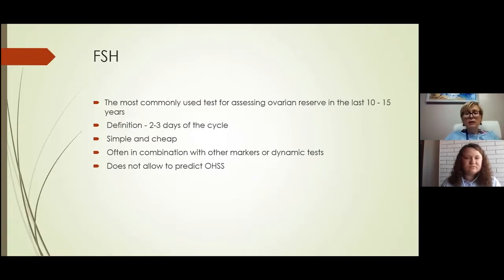Another marker is FSH, follicle stimulating hormone. This is the most commonly used test for assessment of ovarian reserve. Normally, it should be done at the beginning of the menstrual cycle, on the second or third day. It is very easy and cheap to perform this test, and sometimes it is used in combination with other markers or dynamic tests. FSH unfortunately cannot help us predict ovarian hyperstimulation syndrome, but it may be very helpful when we discuss ovarian reserve testing.